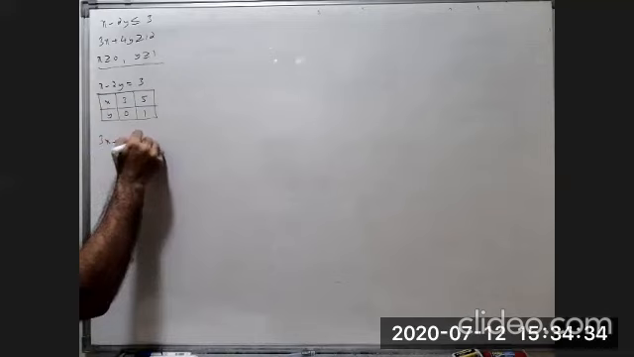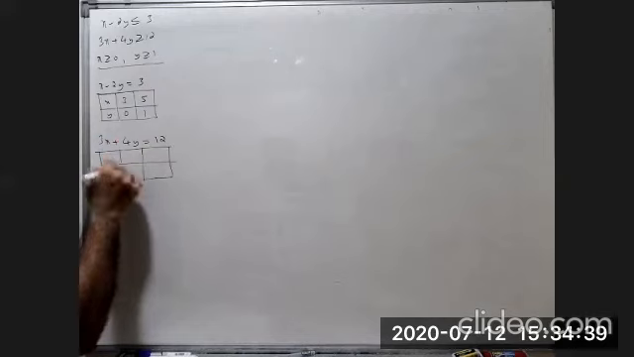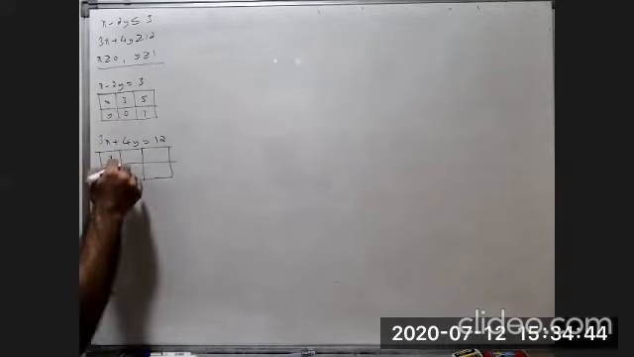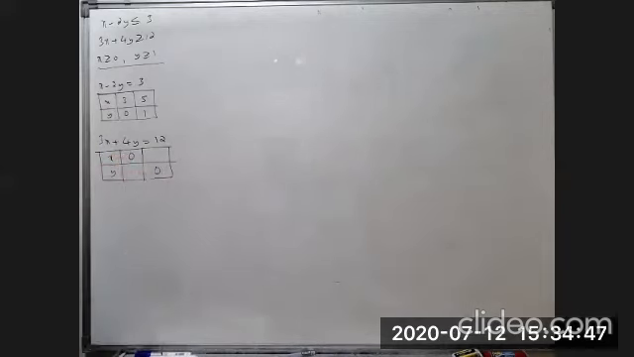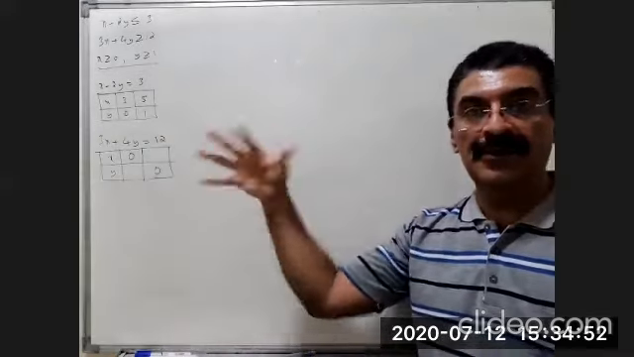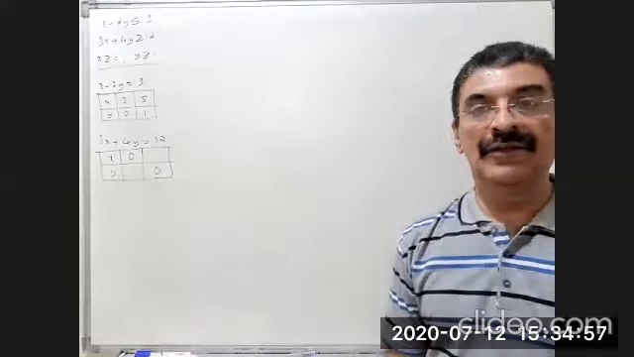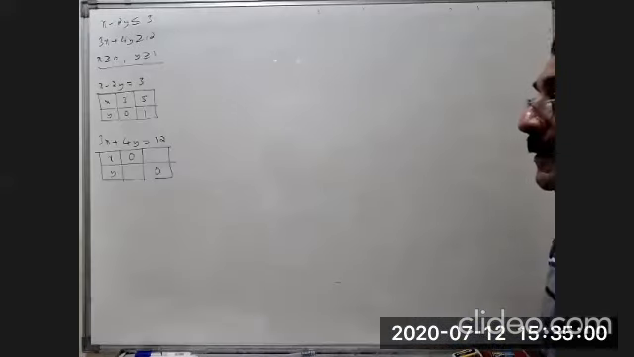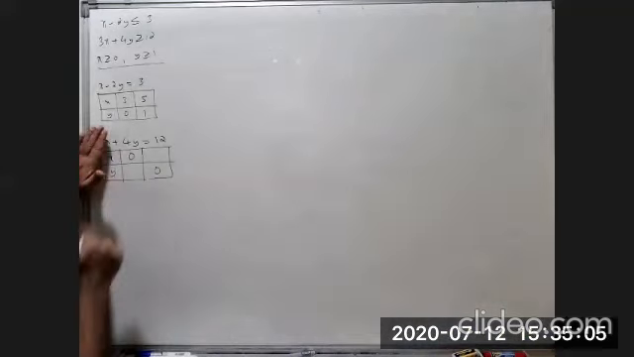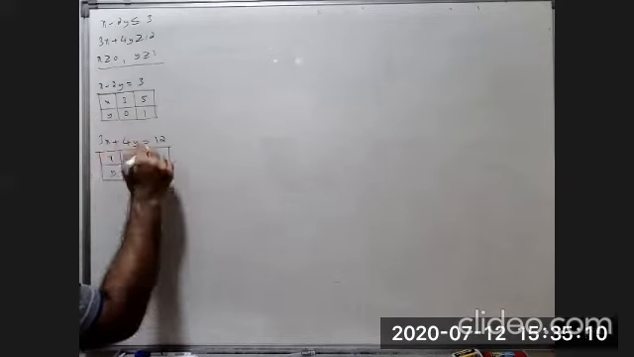Second one, 3x plus 4y is 12 is easy because both are factors of 12. So the best way is to put x equals 0, then put y equals 0. If both are factors of the constant, first put x equals 0, then y equals 0, and we get the other values easily. So if x is 0, 4y is 12, y is 12 by 4, 3. If y is 0, 3x is 12, x is 12 by 3, 4.